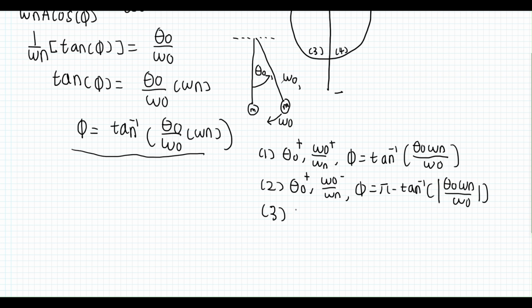For the third quadrant, theta naught is now negative, and omega naught over omega n is also negative, which means to calculate out our phase, it's just going to be pi plus tan inverse and the absolute value of what's in those brackets.